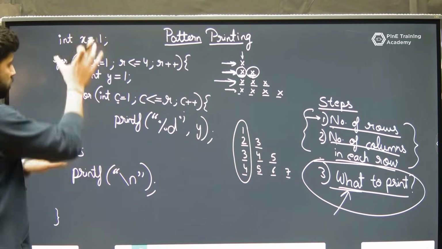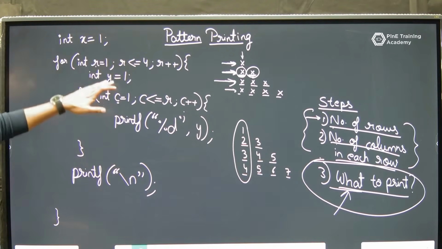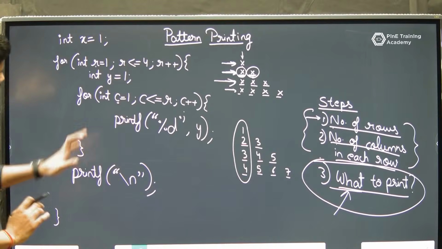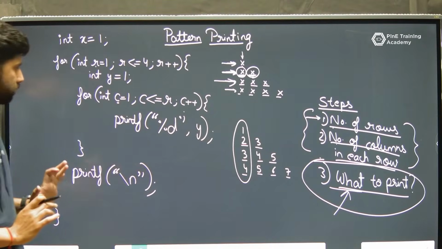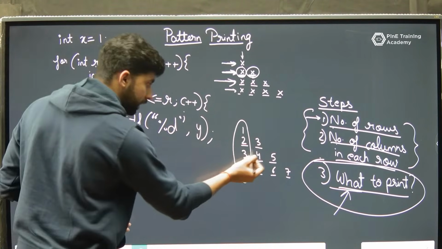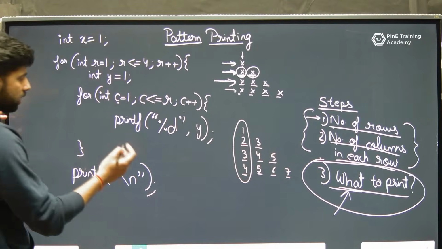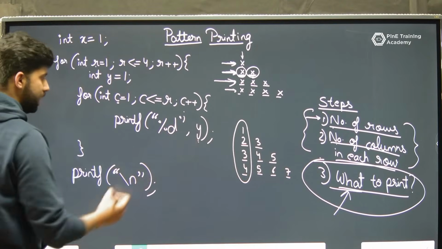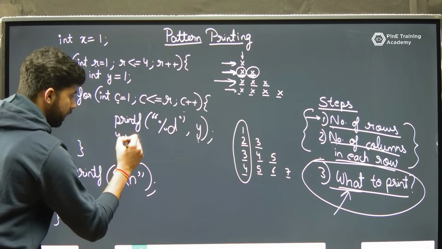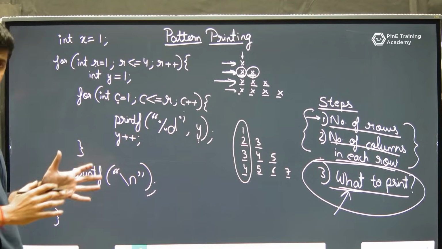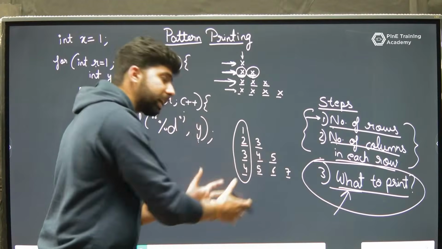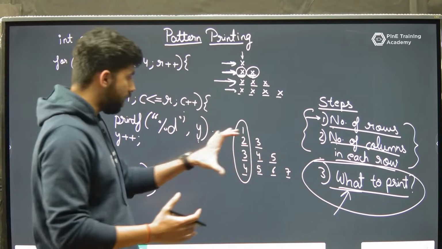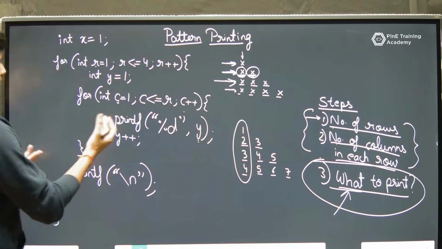Let's forget about this one. Let's focus on this first. Int y equals to 1. And I'm trying to print it here. And as we can see, the number is getting incremented. So what I'll do is, as soon as we print it, we will increment it here. Okay, let's see what we will get, if we get this pattern or not. Okay, we might have to do some changes more, but let's see what we get.